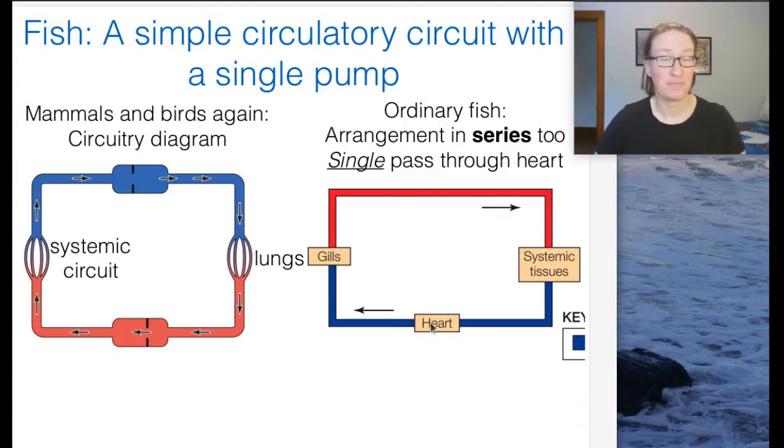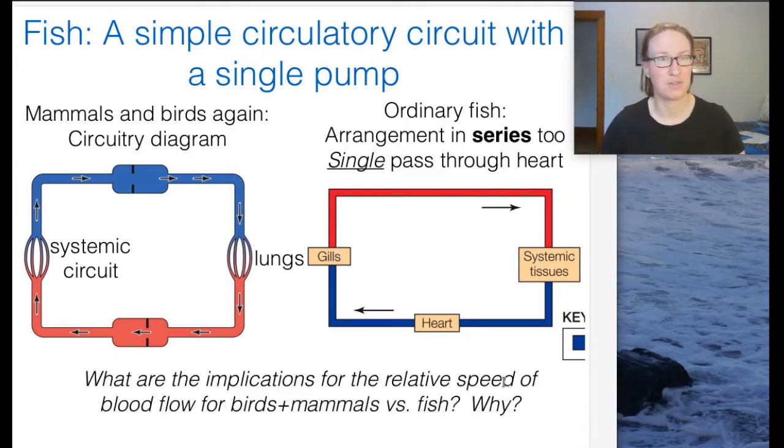Here's the fish heart. We've got deoxygenated blood from the heart that's going to get pumped through the gills. At the gills, that blood's going to be oxygenated, so now it's fully oxygenated. That's going to be delivered to systemic tissues, and then from systemic tissues, it's going to return back to the heart. So in fish, there's just a single pass through the heart, and between heart passages, that blood passes through gills and it passes through systemic tissues. Look at these, think about them for a moment.